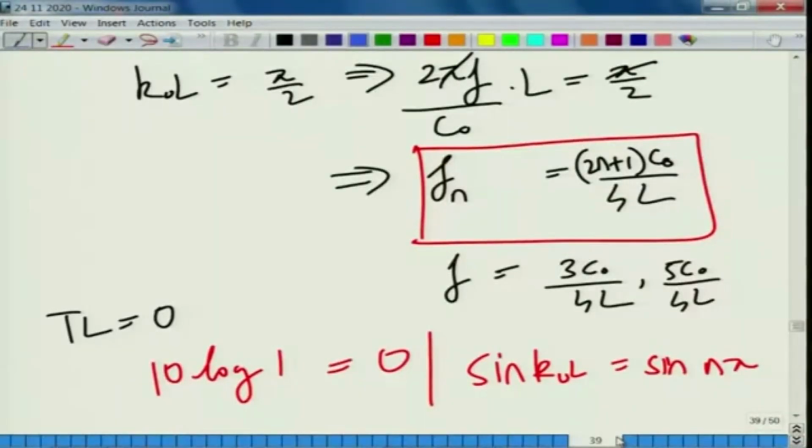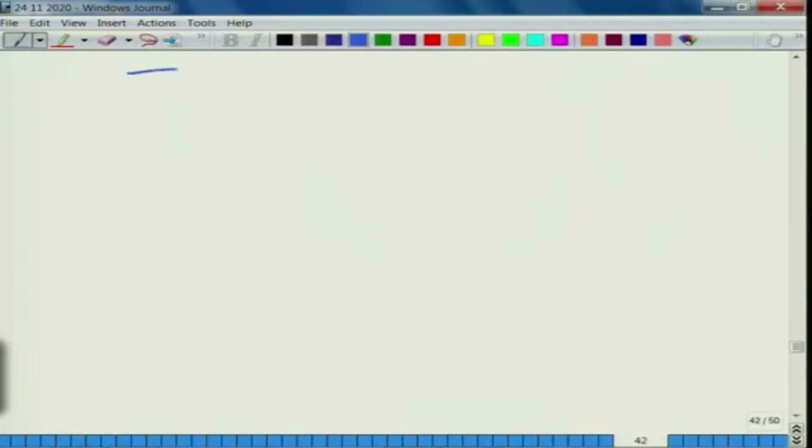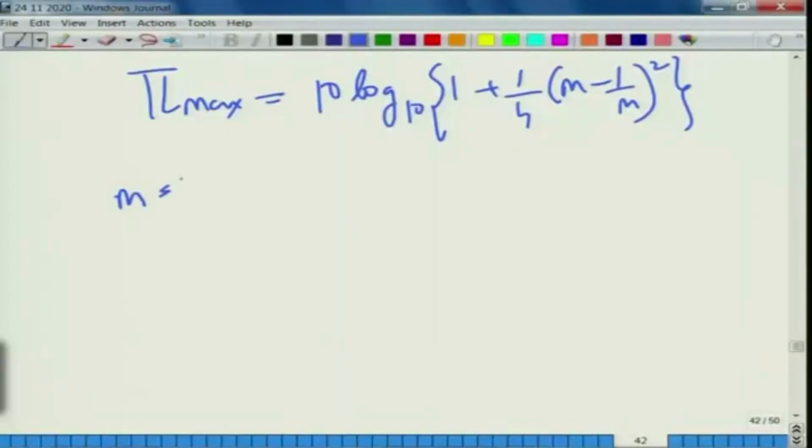And finally, before we end the discussion on TL analysis of this basic configuration, I just want to mention that TL max is what? TL max is 10 times log10 of (1 plus 1 by 4 times (m minus 1/m) whole squared). Since m, typically we saw, if we consider the diameter to be 350 mm, or even if it is 300 mm, and the port diameter is roughly say 50 mm, you are going to get m is equal to 300 by 50, this squared of course. So 6 squared, that is your 36.